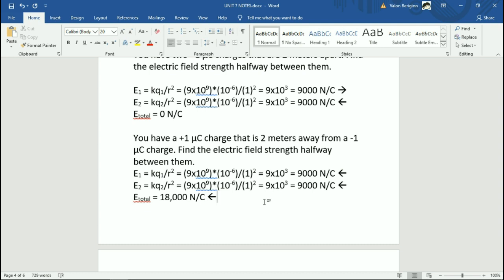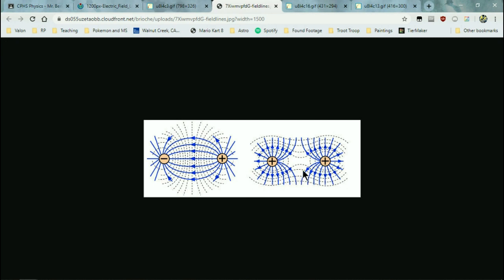18,000 newtons per coulomb to the left. Okay, and you should be able to see that from this image, right? So comparing these two, think about the field lines. If I was perfectly in the middle, I could keep drawing field lines, right? But they curve away from each other.